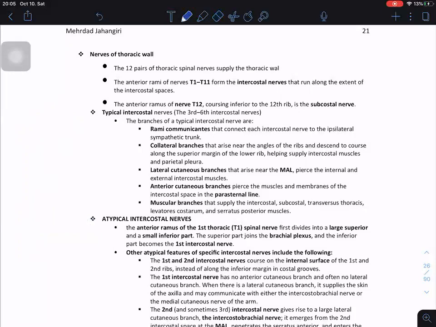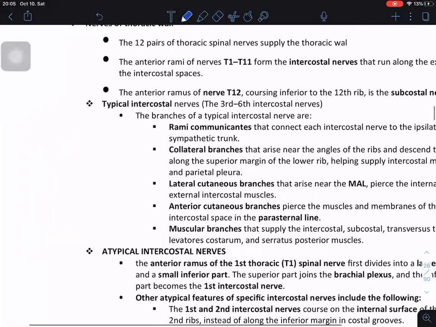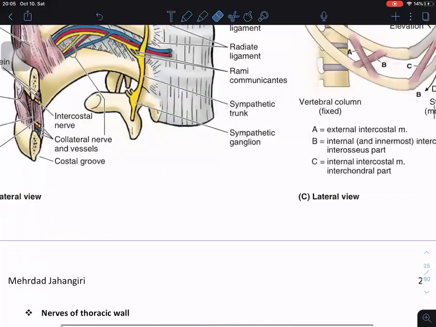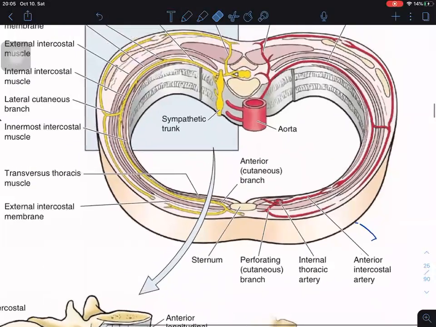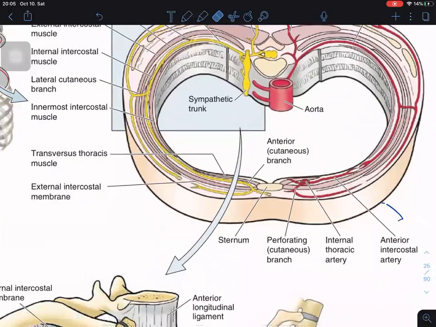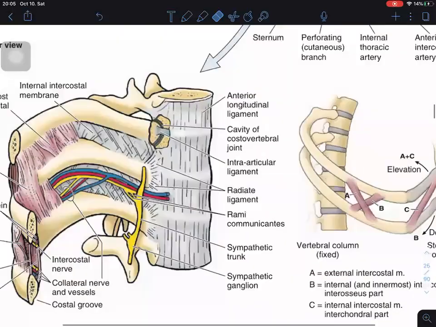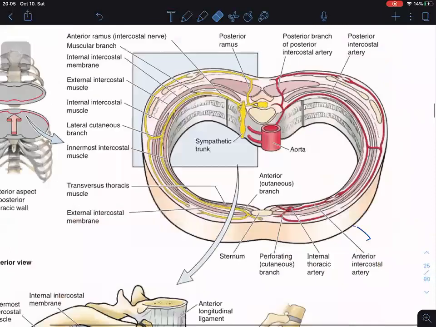The 3rd to 6th intercostal nerves are the typical intercostal nerves. The way they give branches and everything is so obvious and so similar to each other, all of them. So let's take a look at this picture.